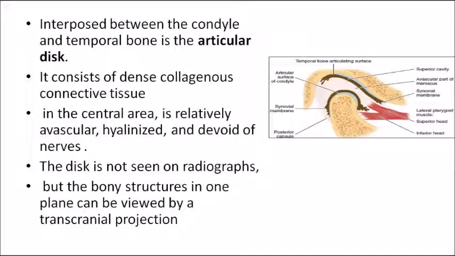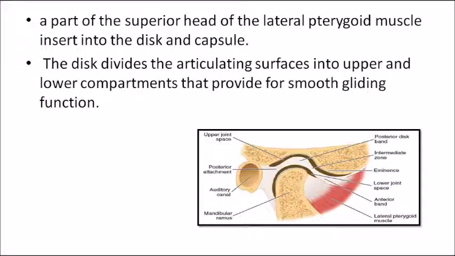Now this articular disc actually cannot be seen on radiographs. Even though you take a radiograph, you might be able to identify the TMJ, but the articular disc is not visible on radiographs. The bony structures involved in the TMJ can be visualized in a single plane by a transcranial projection. Now again look at this picture. You can see the lateral pterygoid muscle, and the superior head of this lateral pterygoid muscle is getting inserted into the disc and the capsule.